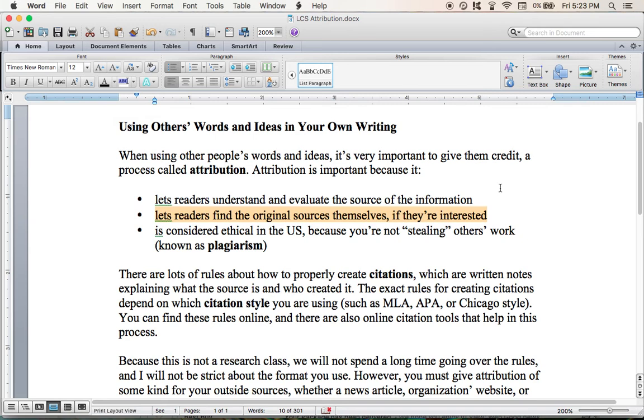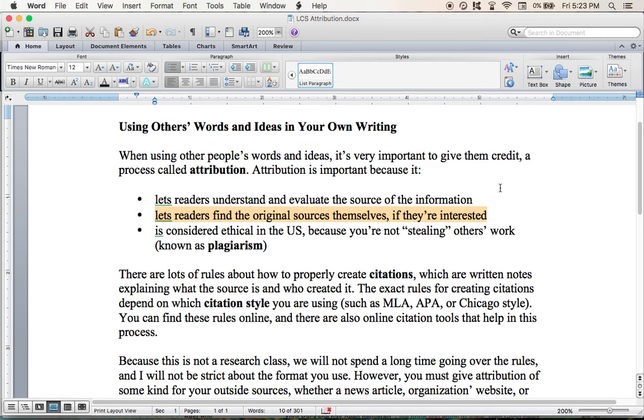And that's important because researchers, professors, students, they might want to learn a lot about a subject. They might not want to read just one paper. They need more information about the subject. So attribution makes that easier for them to do.